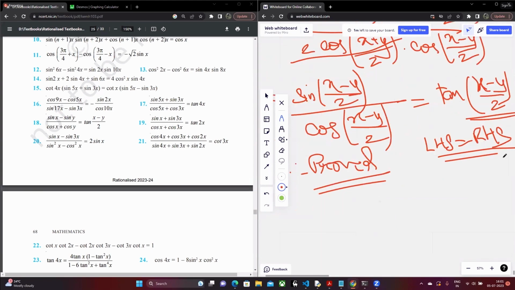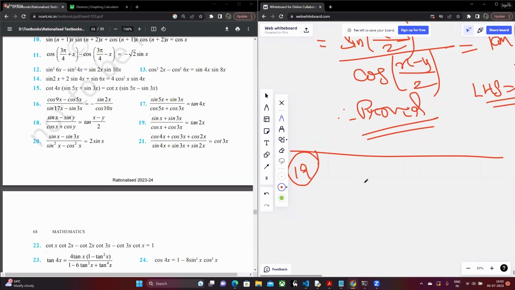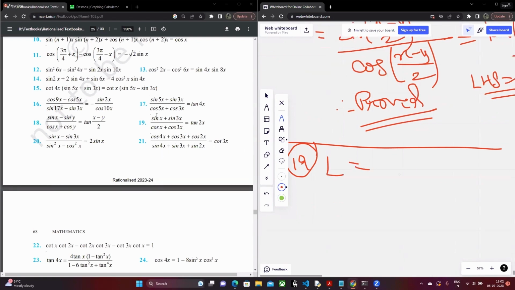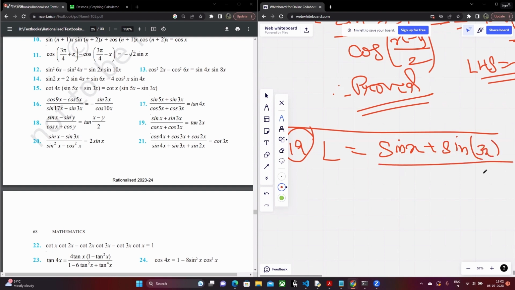Right. Question number 19. Back to multiple answers, right? So again, I leave the left hand side only. Sin x plus sin 3x by cos x plus cos 3x is tan 2x. Fairly simple, right? So the left hand side is going to be sin x plus sin of 3x. At this point, I'm just going through the motions because this question and the previous question are very, very similar.